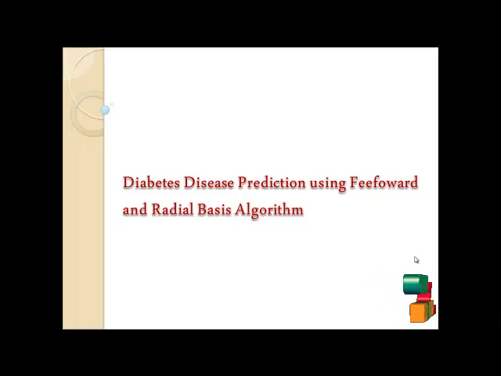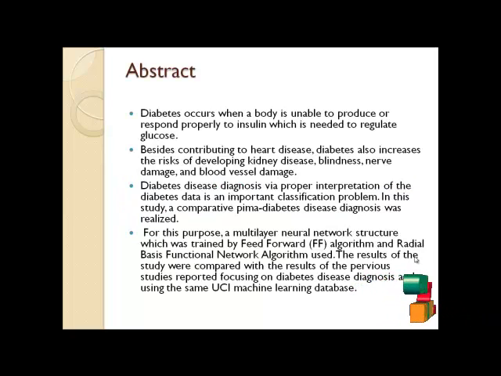Let's see about the project: diabetes disease prediction using feed-forward and radial basis algorithms. Abstract. Diabetes occurs when the body is unable to produce or respond properly to insulin, which is needed to reduce glucose. To find out the diabetes level of the patient, there are 6 main features: age, time, body mass, pressure, plasma, pedigree, and so on.